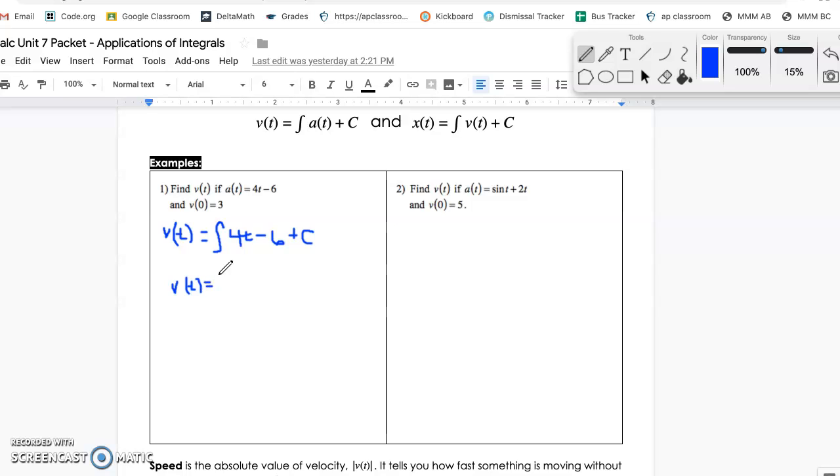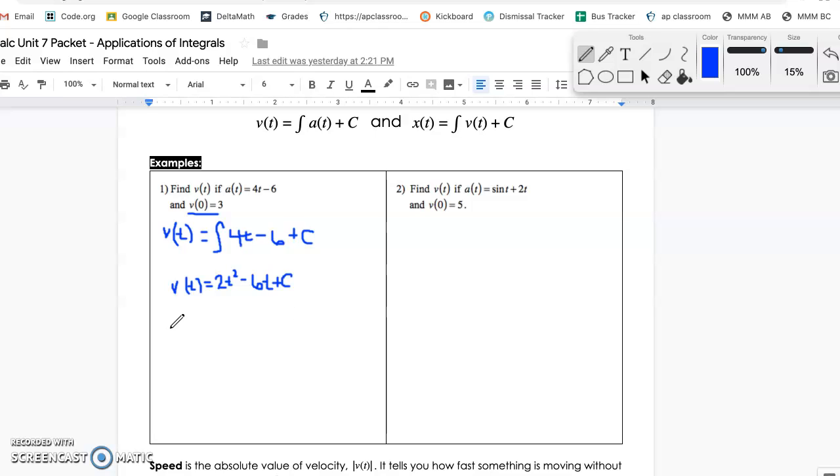So that means that v of t equals, and the antiderivative of this is going to be 2t squared minus 6t plus c. So for this, we're also given this initial condition here. So we know v of 0 is 3. So we know when t equals 0, that velocity equals 3. So you could plug this in, but since it's v of 0, it's the initial condition, you can just turn c into a 3.